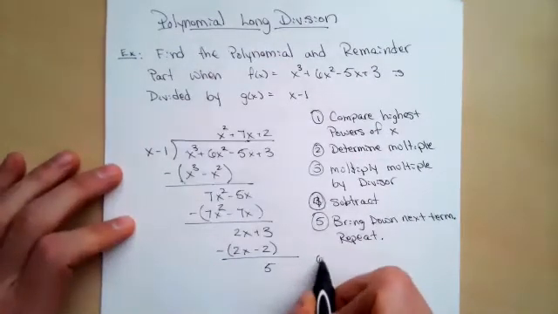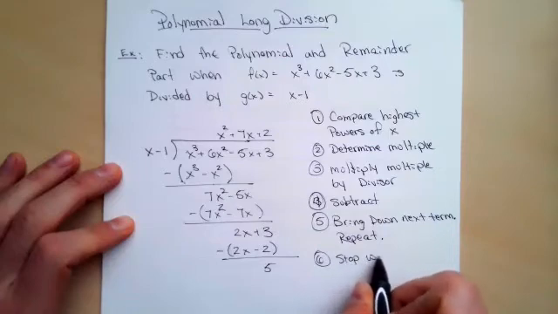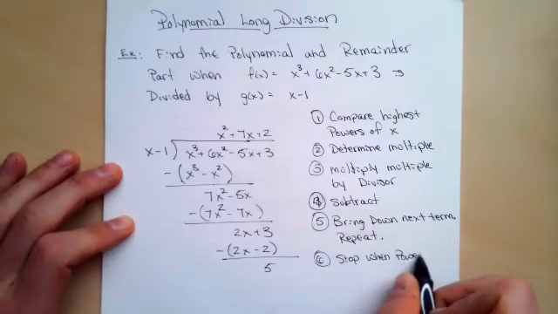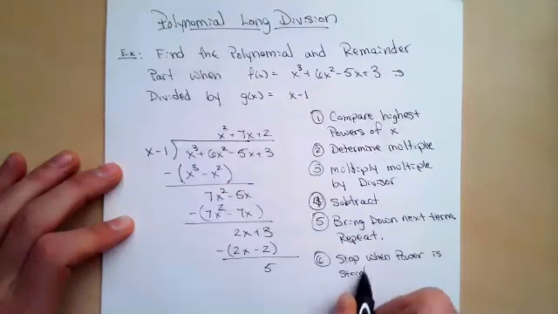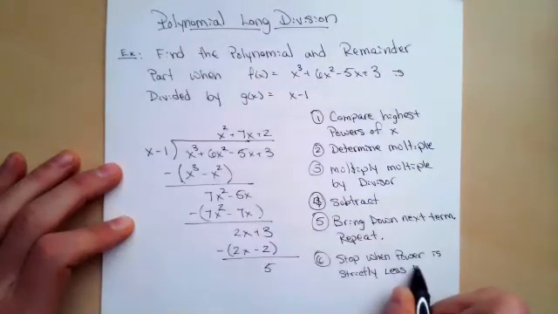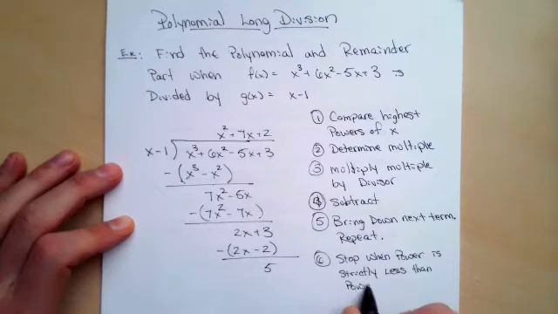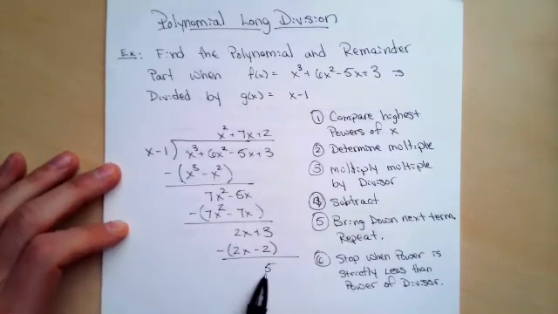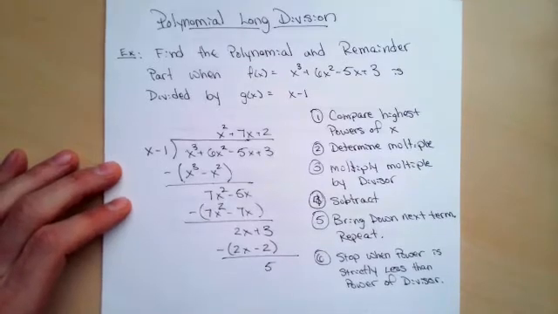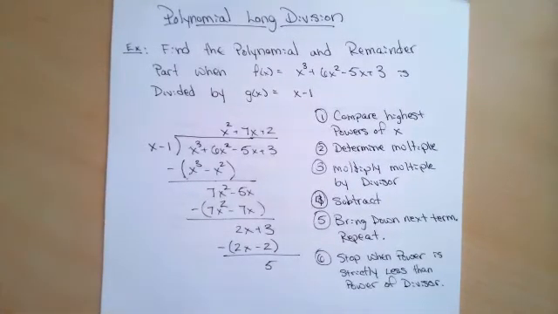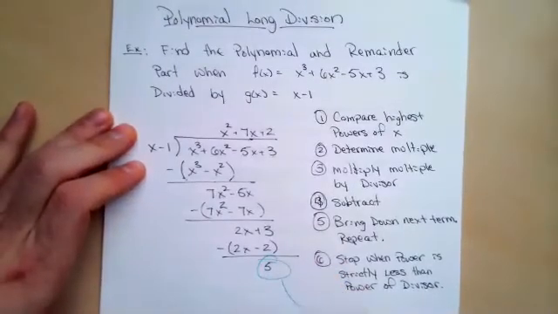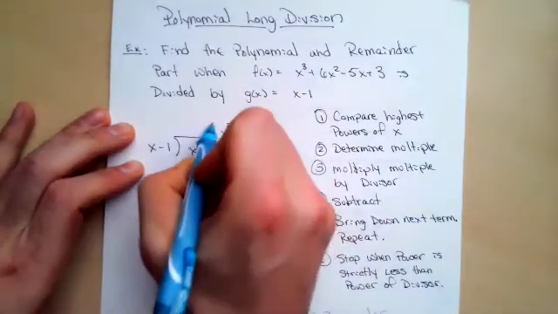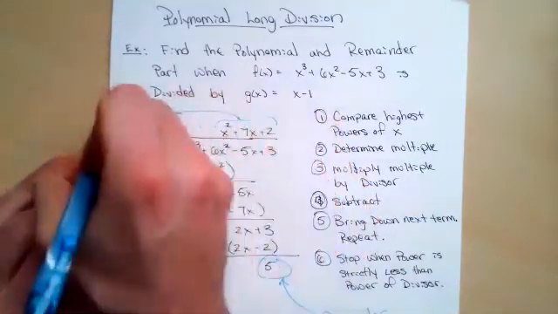So stop when the power is strictly less than the power of the divisor. So, right, this was a degree 1, degree 1. We could do this process one more time after that. And so now we got 5. So that 5 is our remainder. And then this guy is what we call our polynomial part.